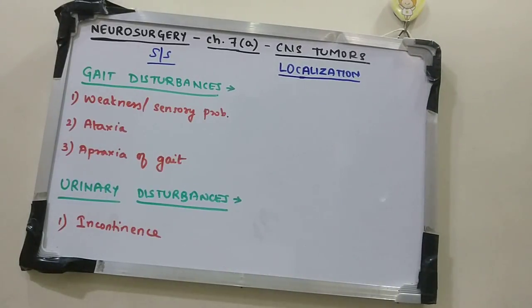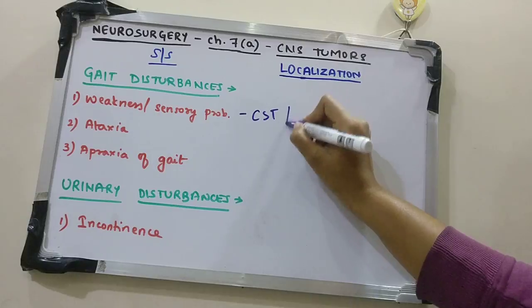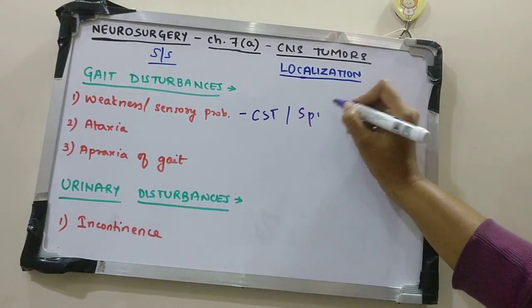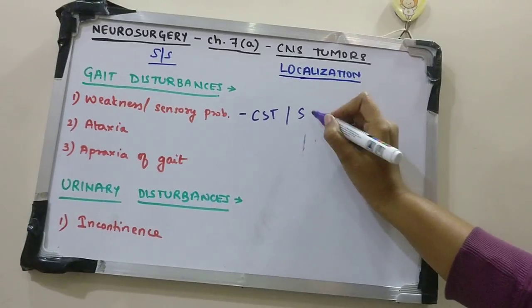Now, if you're talking about gait disturbances in the patient, if your patient is complaining of weakness or sensory problem, the lesion can be in your corticospinal tract or your spinal pathway. Sorry, or your sensory pathway.